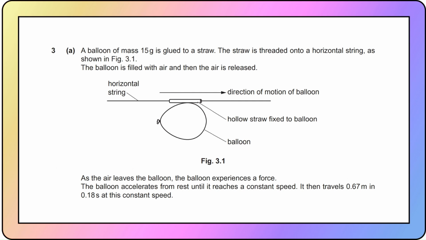A balloon of mass 15 grams is glued to a straw. The straw is threaded onto a horizontal string as shown in figure 3.1. The balloon is filled with air and then the air is released. As the air leaves the balloon, it experiences a force. The balloon accelerates from rest until it reaches a constant speed. It then travels 0.67 meters in 0.18 seconds at this constant speed.